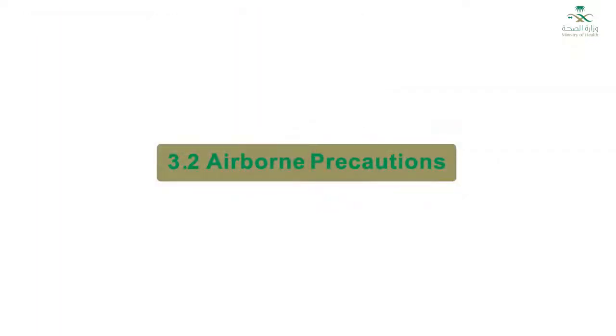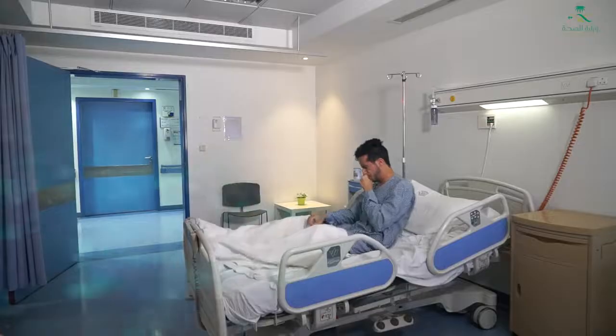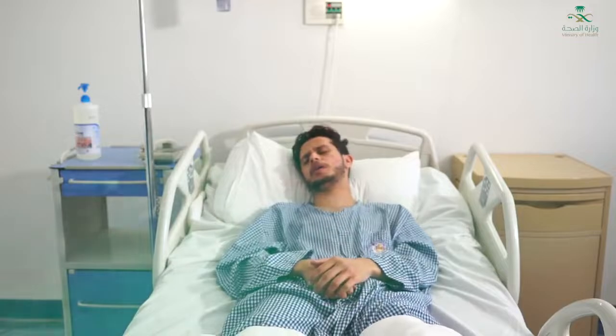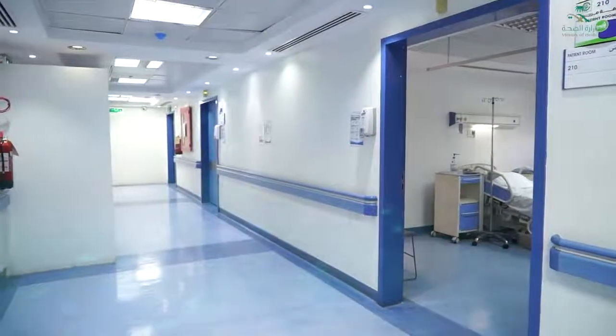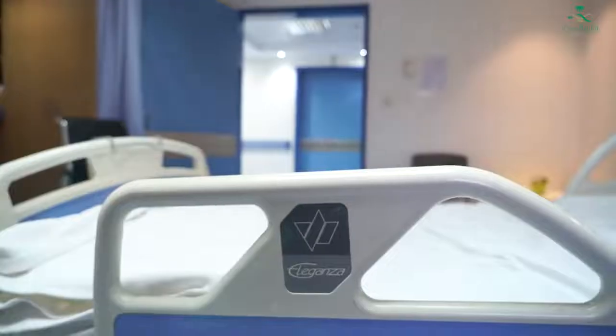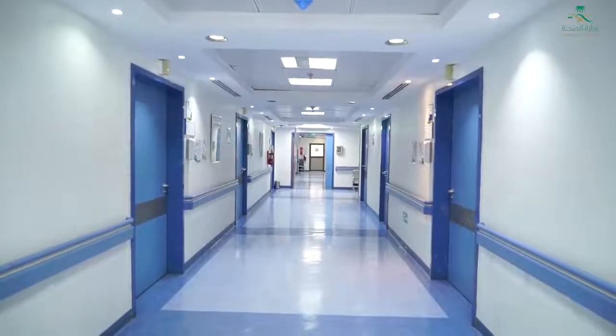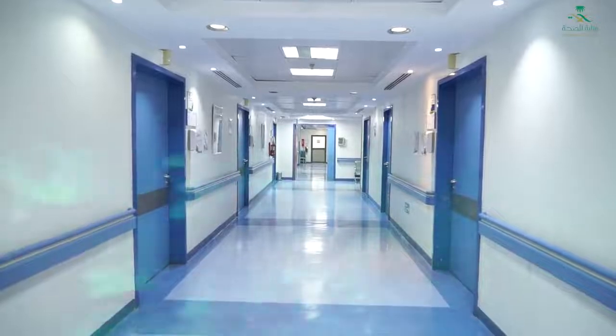Airborne precautions. This patient suffers from open pulmonary tuberculosis. TB bacteria are spread through the air from one person to another. Airborne transmission occurs when the bacteria or viruses travel on dust particles or small respiratory droplets that may become aerosolized when some people sneeze, cough, laugh, or exhale.